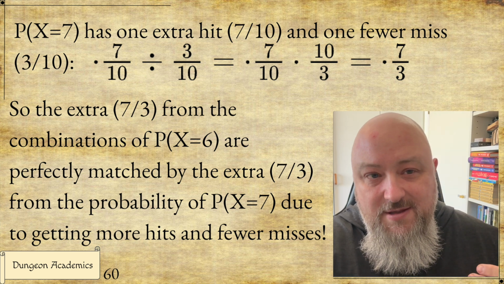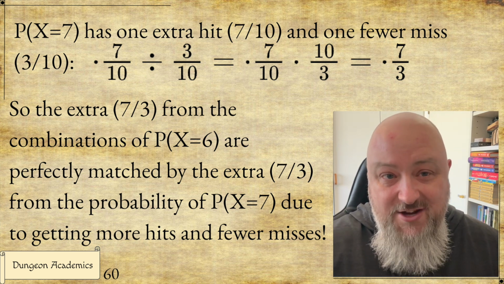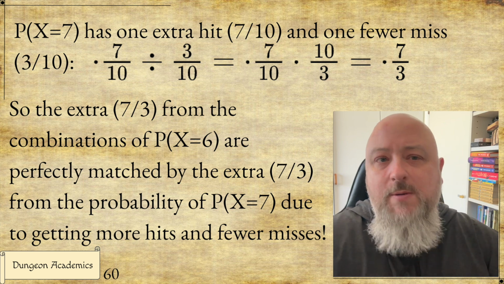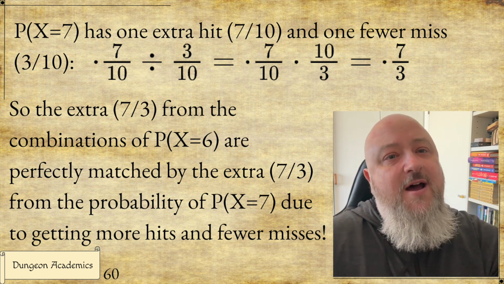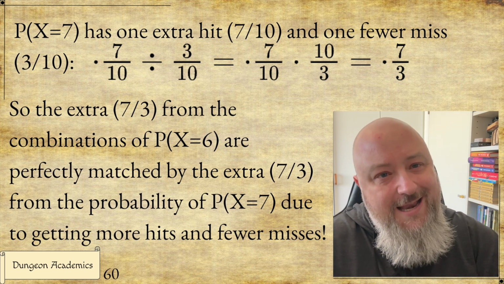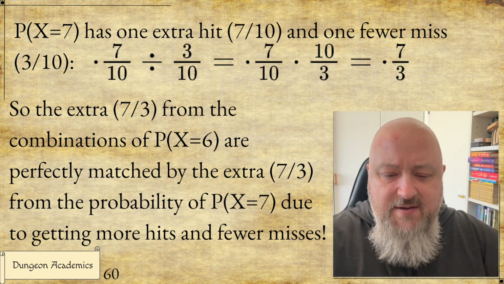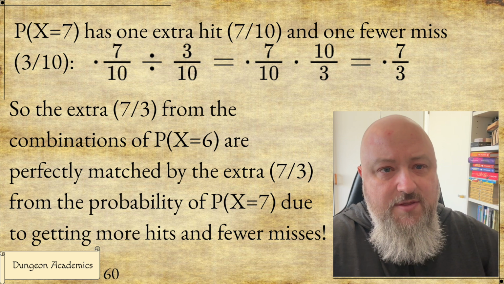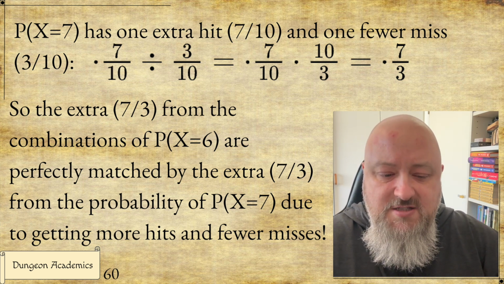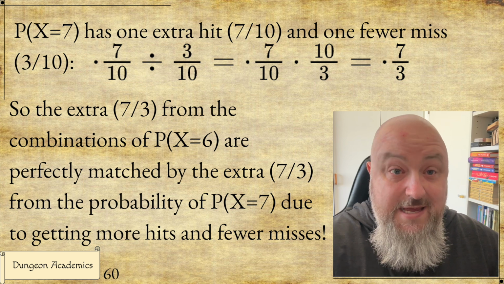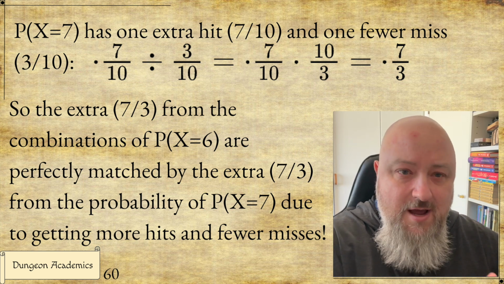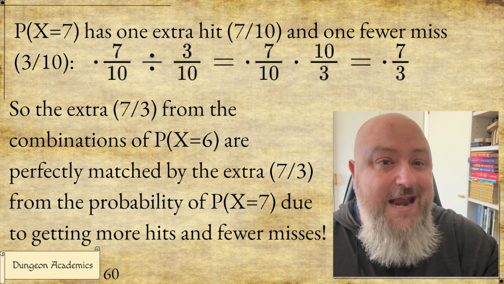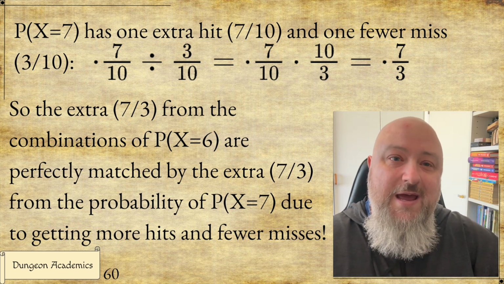Also, when we have 7 hits, we have an extra hit to consider, 7 in 10, and 1 less miss, 3 in 10. So we're multiplying by an extra 7 in 10, but dividing by 3 in 10. 1 extra hit, 1 less miss. 7 in 10 times 10 over 3, I've inverted it because it's a miss, is 7/3. There's that number again. So the extra 7/3 we get from having 9 choose 6 is exactly counted out by the 7/3 we get for having an extra hit and 1 less miss when we have 7 hits.